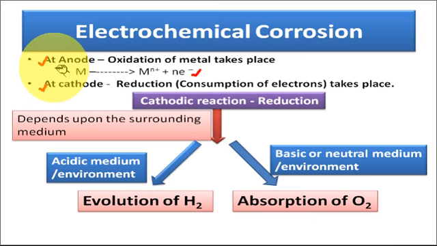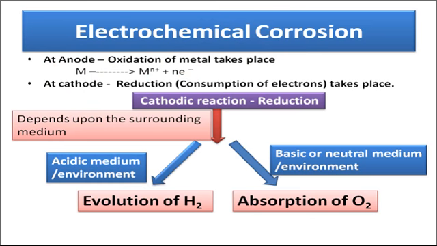Now at the anodic part of the metal surface, the metal atom is converted into metal ions and the electrons are released, because at this part which reaction is taking place? Oxidation of metal. Due to this oxidation of metal, electrons are released. So the anodic reaction is always fixed. At the anodic part, oxidation always takes place, and oxidation is the conversion of metal into its cations with the release of electrons. So this is the oxidation reaction taking place at the anodic part.